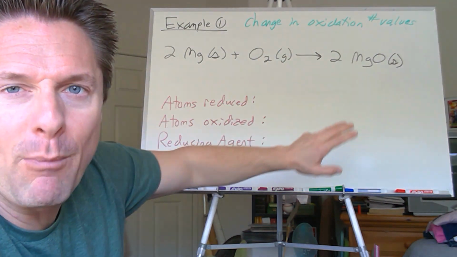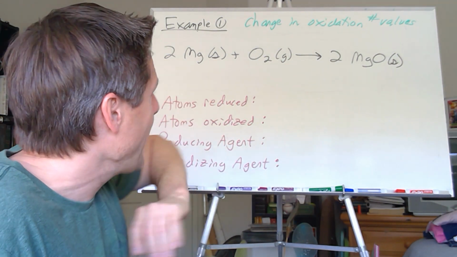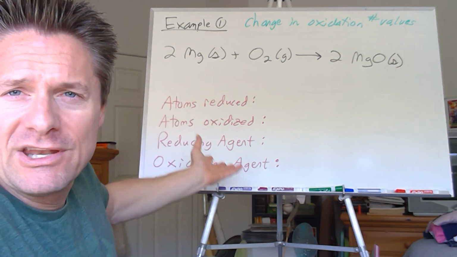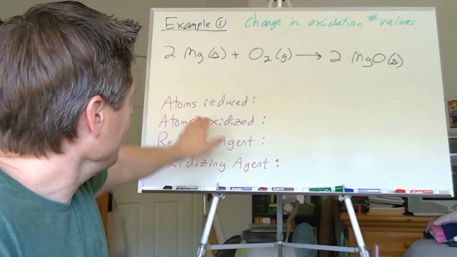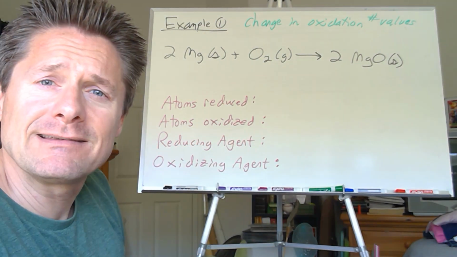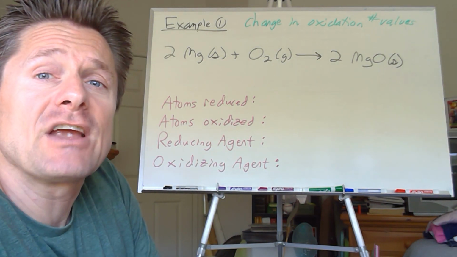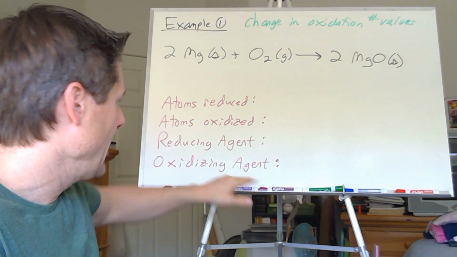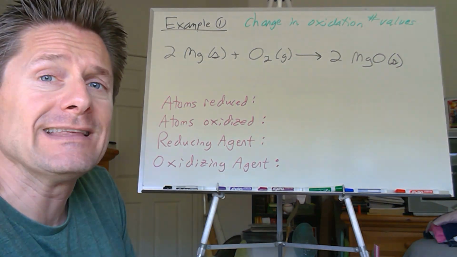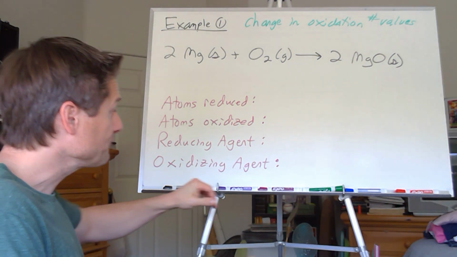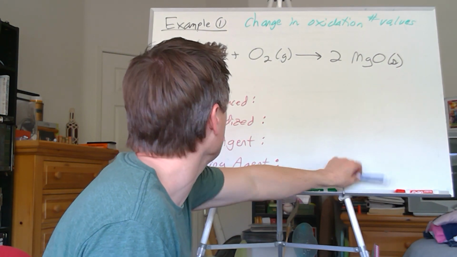So this is typically how I'll put it on an exam. I'll give you a reaction. I'll say, hey, what atoms were reduced, right, going from reactants to products? What atoms are oxidized, going reactants to products? What species, which reactant, the entire species, was your reducing agent? And which reactant, the entire species, was the oxidizing agent? All right, here we go. Let's take a look at our oxidation numbers.